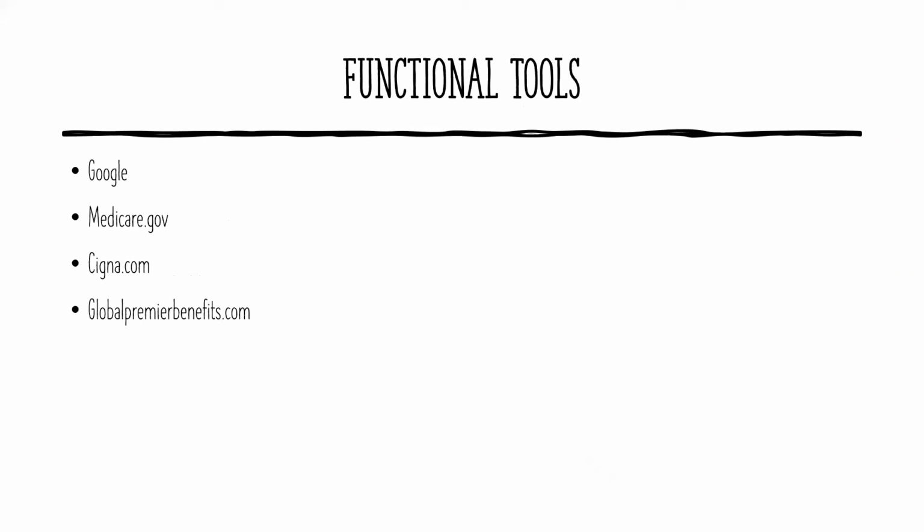What I'm going to go over today are four functional tools. Number one, Google. Number two, Medicare.gov. Number three, Cigna.com, specifically for Cigna products. And then tools that are available on Global Premier Benefits specifically to this topic, I should say.